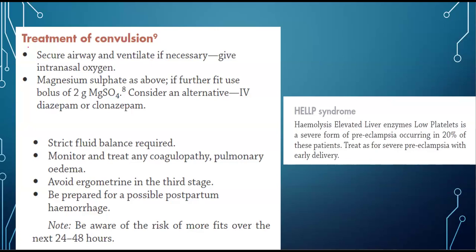So treatment of convulsion: when a patient starts convulsion, then definitely you will treat the convulsion first. You will give them magnesium sulfate to prevent further episodes of convulsion. If magnesium sulfate is not there in the option, then diazepam or clonazepam is another option.